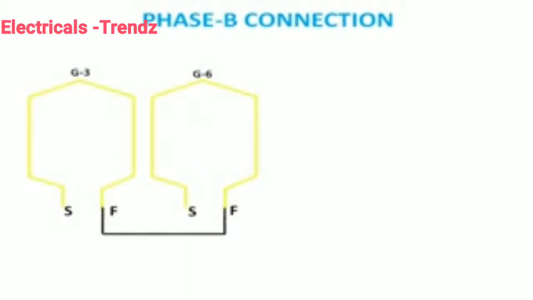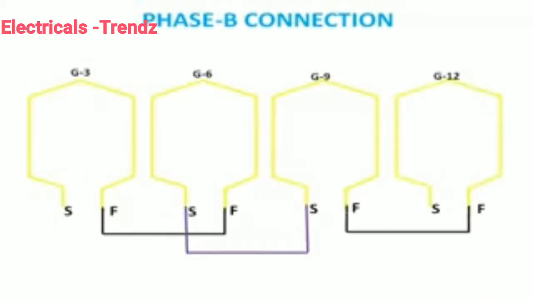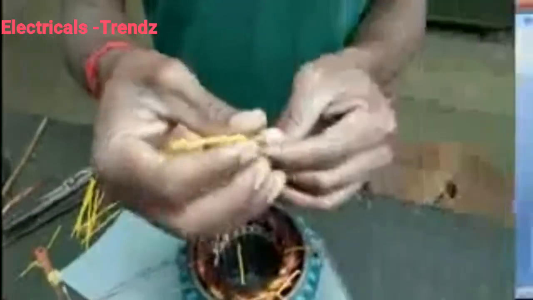The gap from the phase A coil group will be the third coil group, and the gap between the phase B coil groups will again be 2 coil groups. So all the coil groups in phase B will be group 3, group 6, group 9 and group 12. We'll connect finish to finish of group 3 and group 6, then starting to starting of group 9 and group 6, then finish to finish of group 12 and group 9, and finally the starting of group 3 and group 12 will become the B1 and B2 terminals.